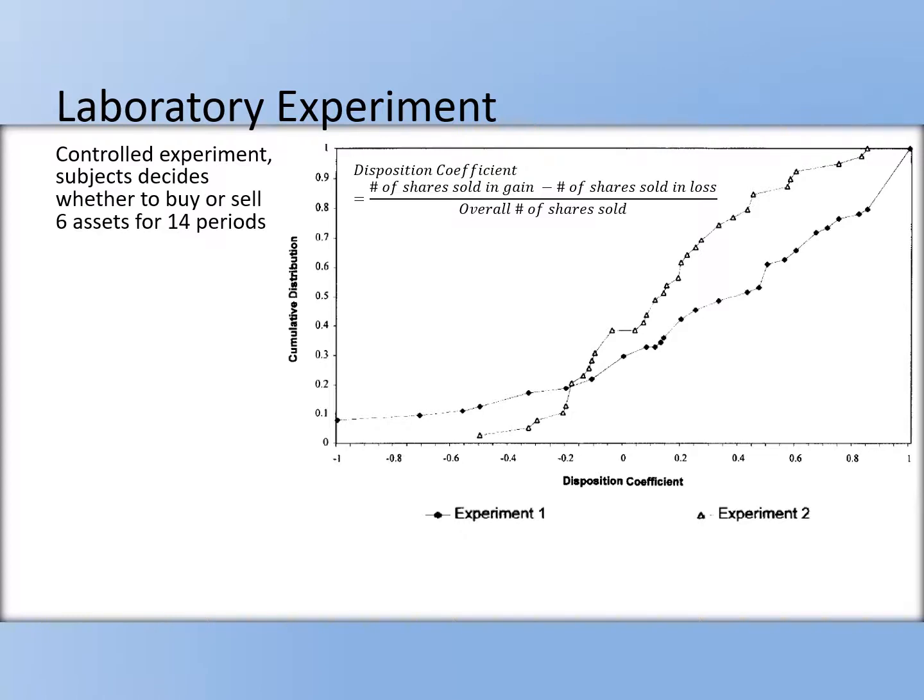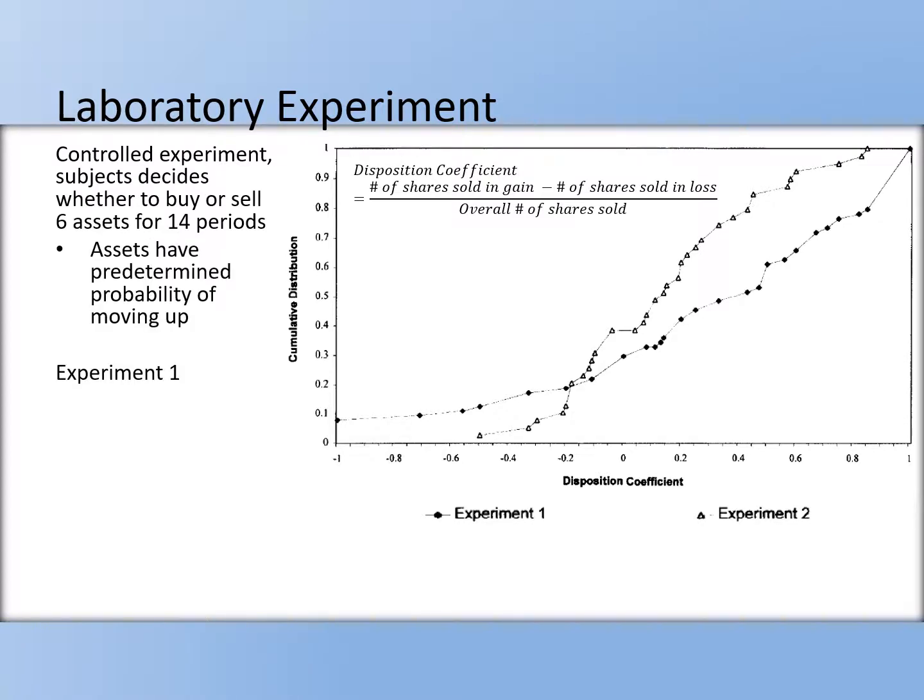It's a controlled experiment where subjects are asked to trade against a computer. The stock movement is predetermined, and the subjects do not know which is which. They are trading against a computer that has predetermined stock movement: 6 assets, 14 periods.